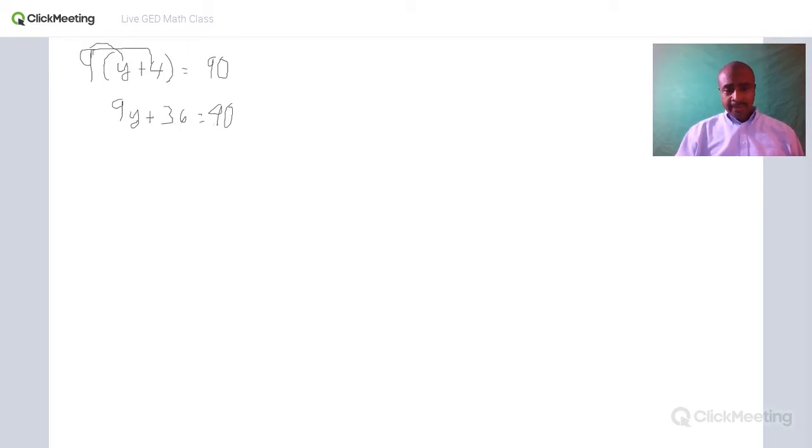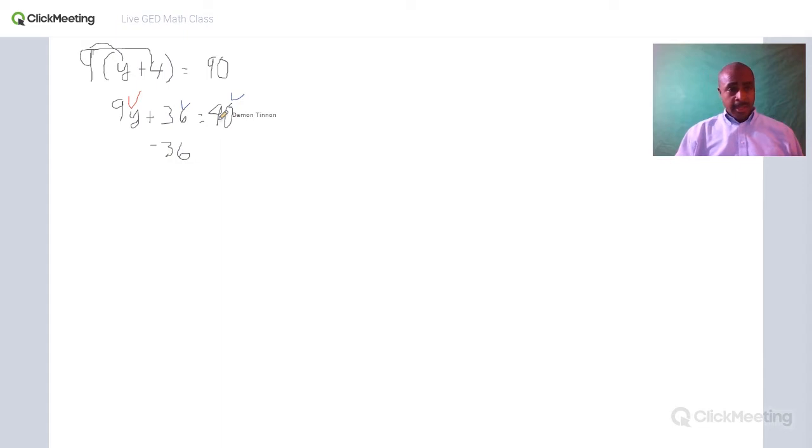Now we can identify which terms are like. So 36 and 90 are like. And then 9y is a number with the variable, so that's different. That's not like. And so we want to combine these two terms. We want to do that by doing the opposite. So positive 36, the opposite of that is a minus 36.